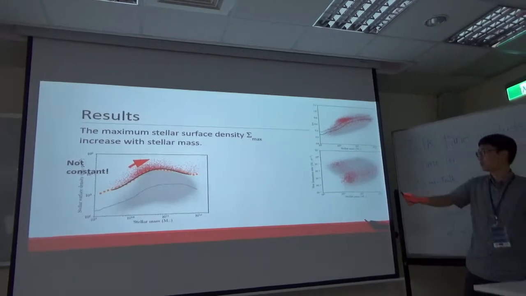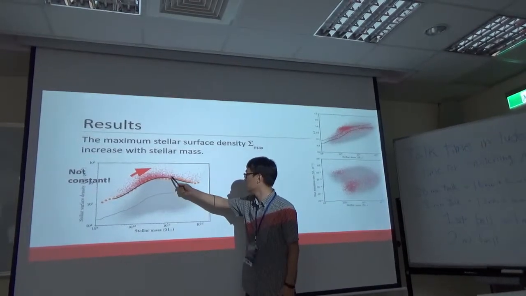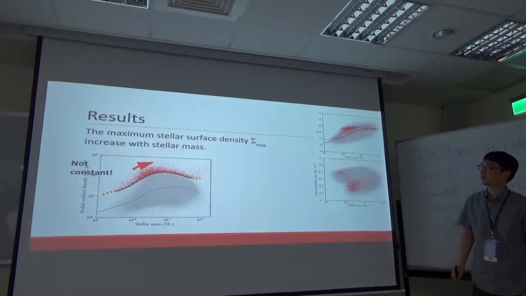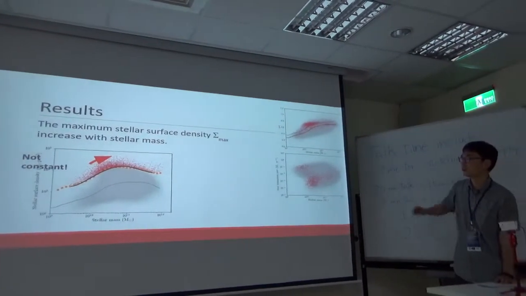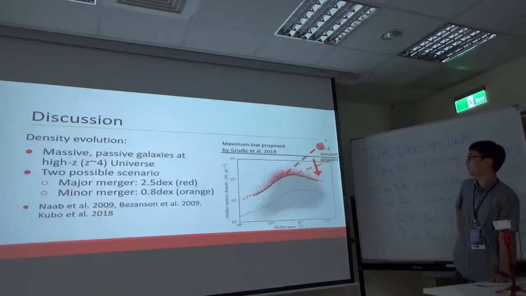Probably the related question is, I wonder why, for example, the surface stellar mass density starts to decrease after 10 to 11, let's say, in stellar mass. Do you have any good idea why it starts to decrease?